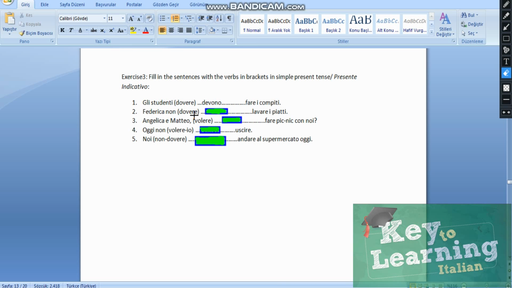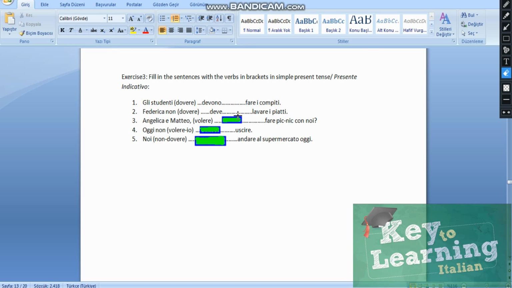Federica non dovere lavare i piatti. The verb dovere needs to be conjugated in the third singular person, lei. And when we conjugate the verb dovere in the third singular person, lei, it becomes deve. Federica non deve lavare i piatti.